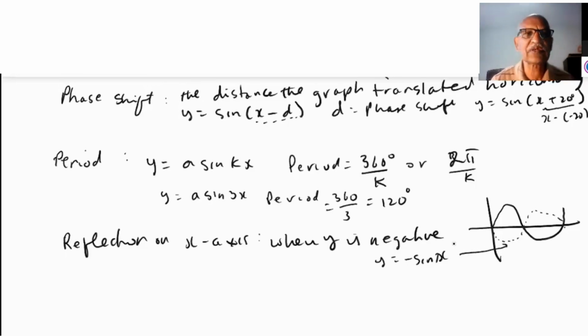Okay, so these are all the terms we have. So we'll continue with transformation.